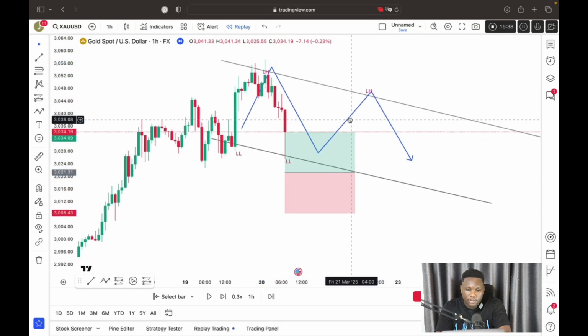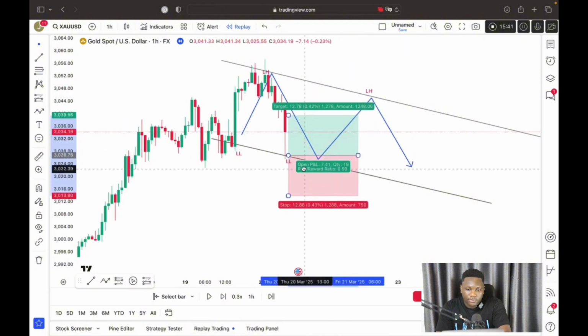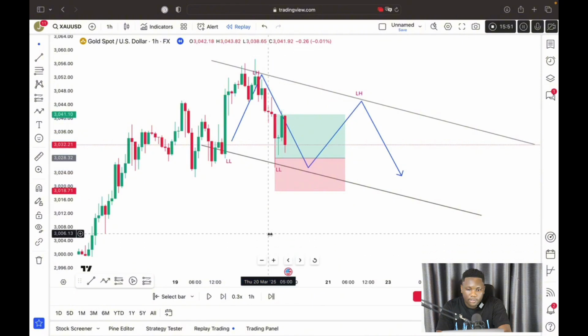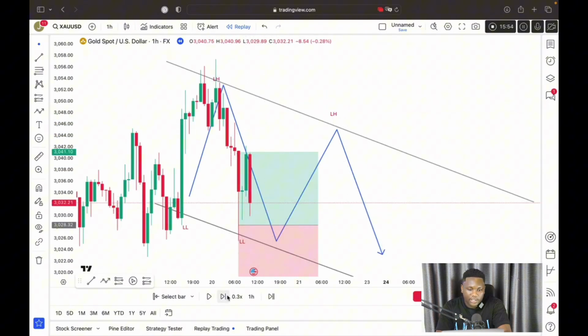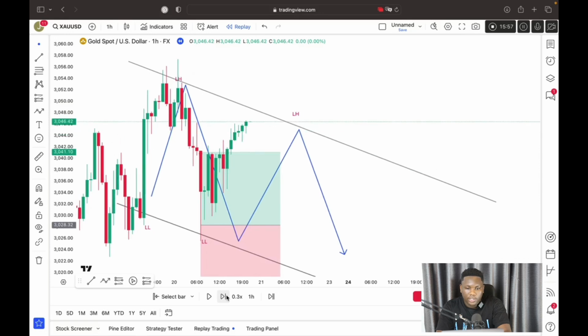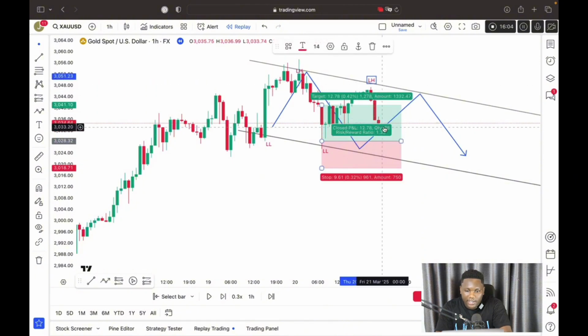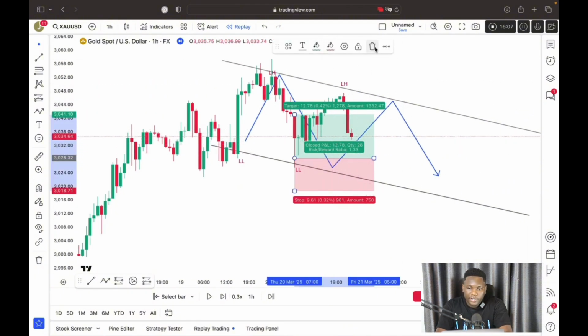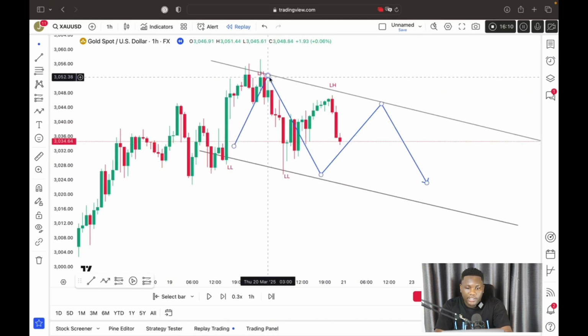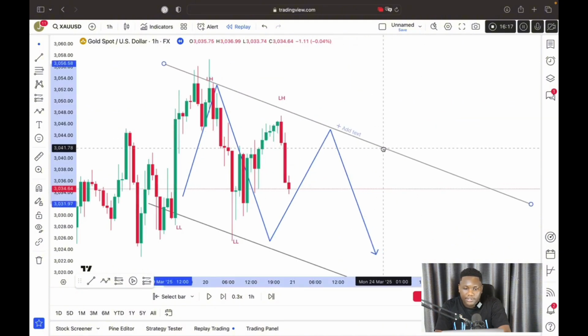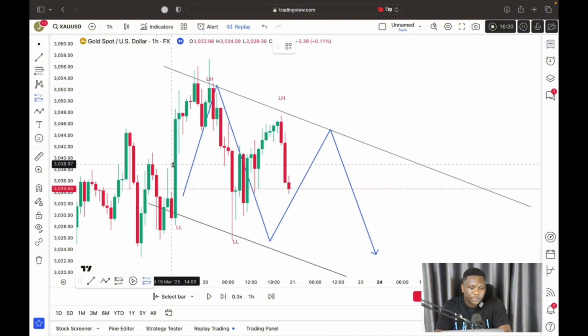Let's see, as I told you how we move. You can see this rejection here, so I have to go for long here. You see how gold got a rejection here and we move. Again we are seeing our lower highs here, and still here we have our trend line. That's a must. We have to be respecting these zones. So still we have to go for buyers.